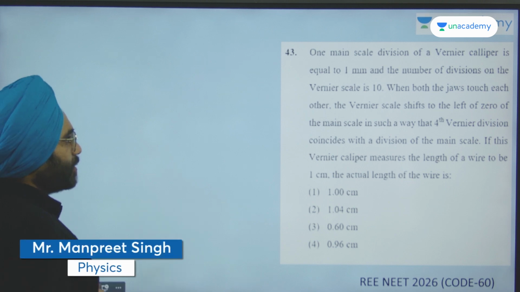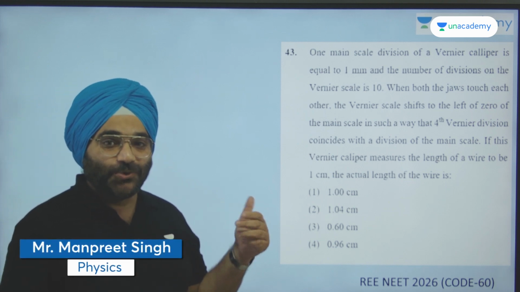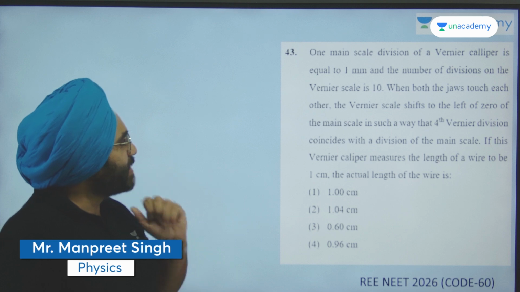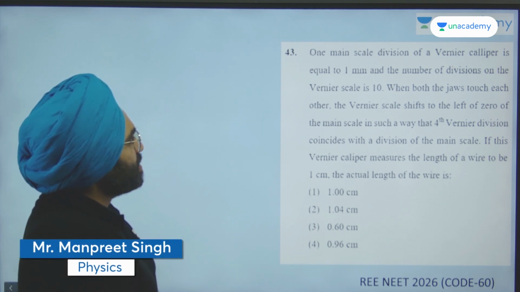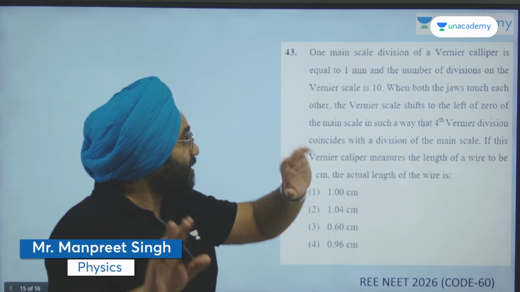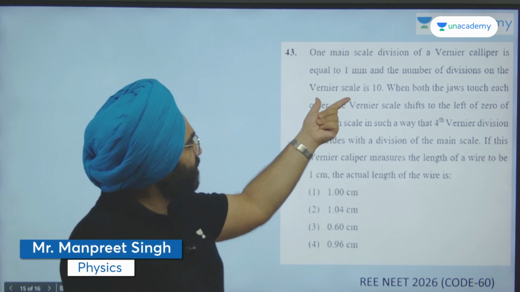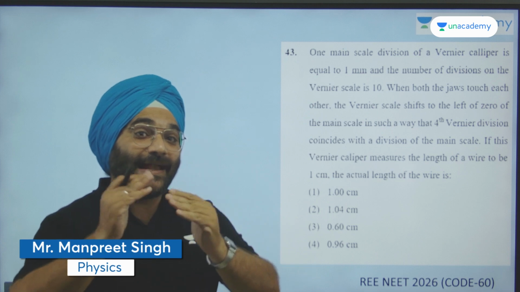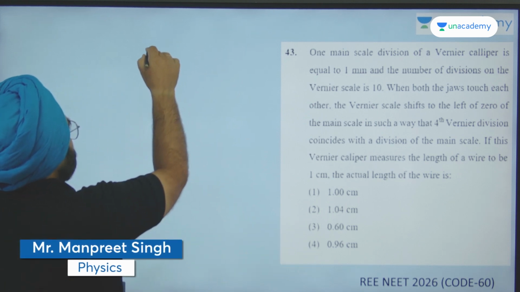Yes. Now there is a lot of confusion in this case. You already know, we will be discussing this error now. In this case, one main scale division of the vernier caliper is 1 mm. The number of divisions on the vernier scale is 10. So this is the 9-10 concept. So we can find 10.